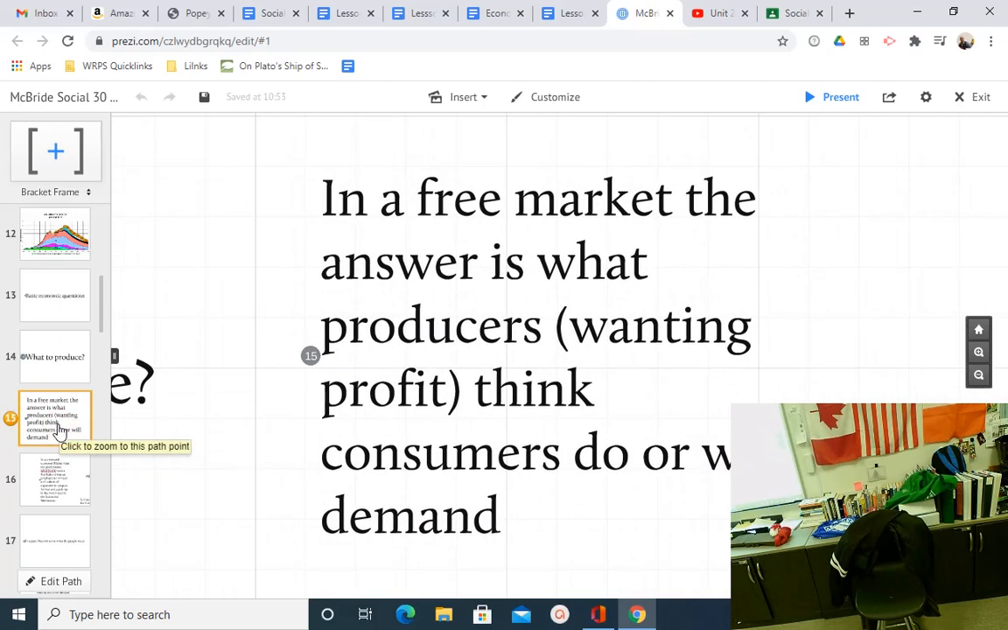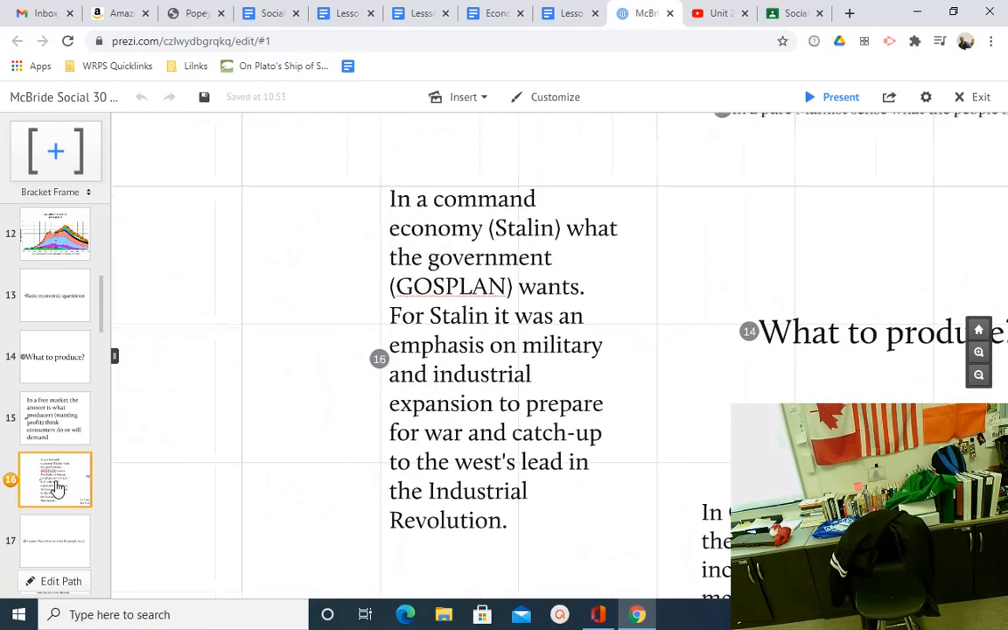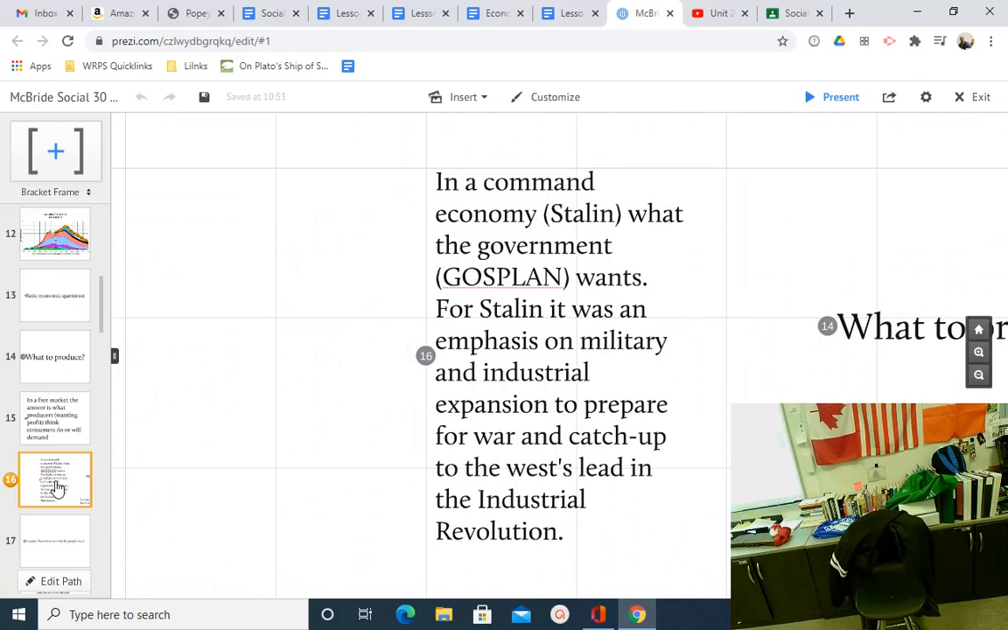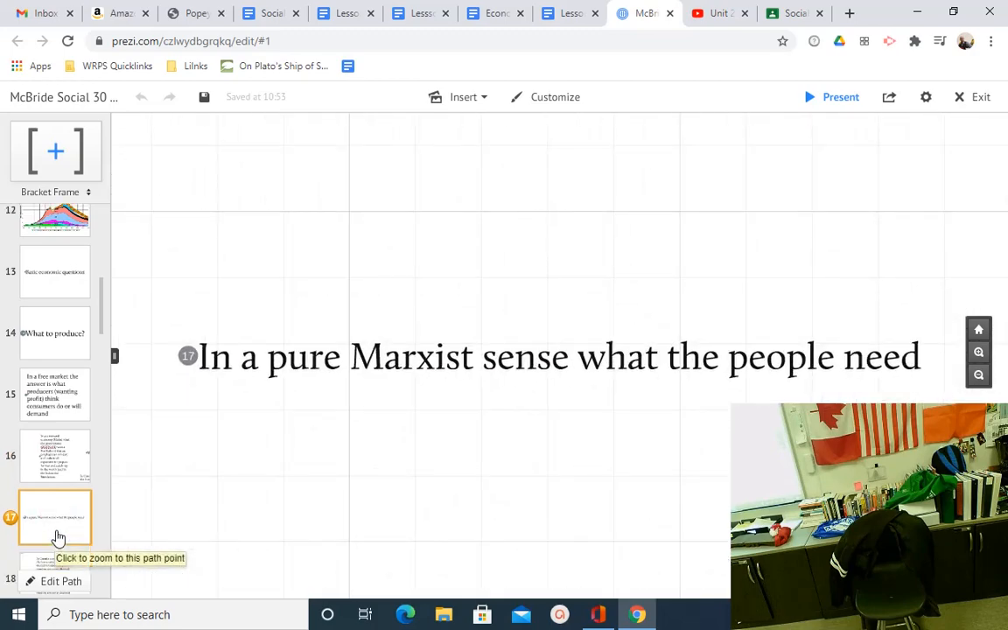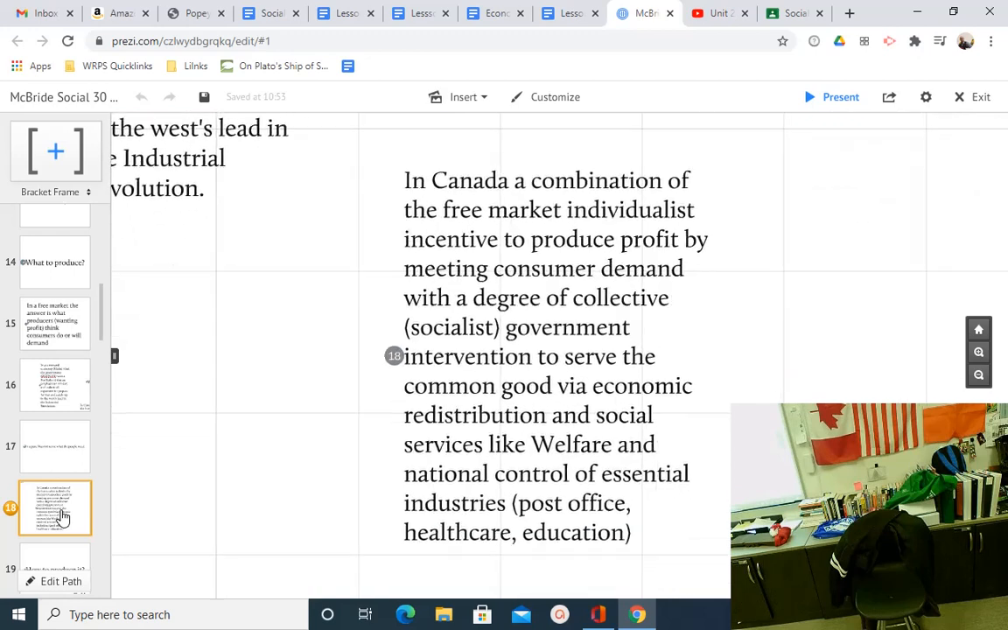So in a free market, the answer is what producers wanting profit think consumers do or will demand. But sometimes they manipulate us, right? Sometimes they create a want that didn't exist. In a command economy, Stalin, through Gosplan, knew that he had to quickly catch up to prepare for war. And the West had a lead because the Industrial Revolution came to the West first. So what did he need to produce? He needed to produce those heavy arms, those machines, those weapons to survive the coming invasion. So, in a pure Marxist sense, the answer should be what the people need.